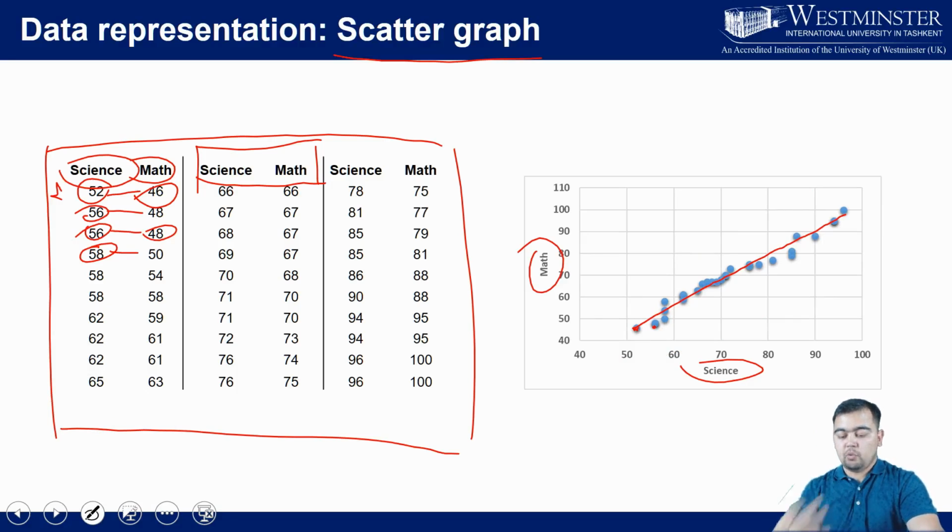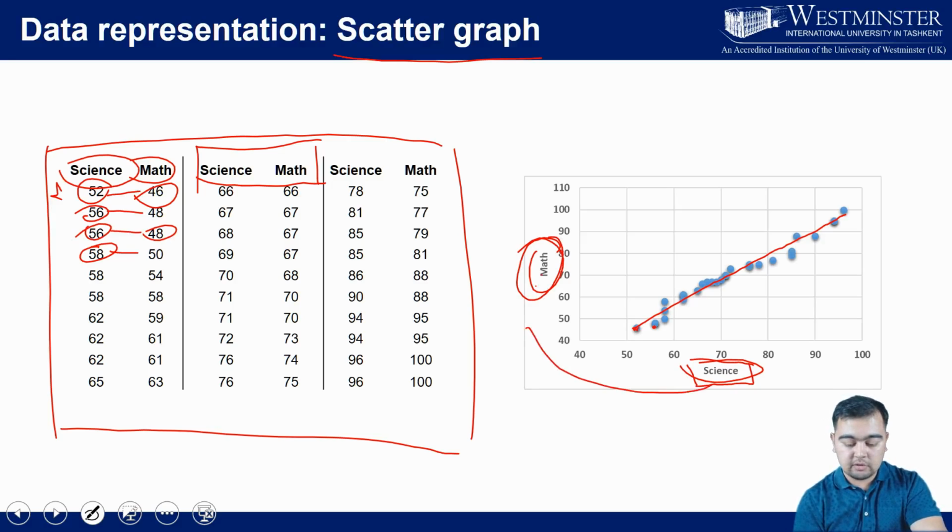So what summary can we derive from this particular scatter graph? As long as you study the science module better, there's a high chance that you will get a higher mark in math as well, right? Or the other way around, if you have math on the x-axis and science on the y-axis, then you could say the better you study math, the better you study science, or the higher the mark you get from math, the higher the mark you will get from science. Okay.